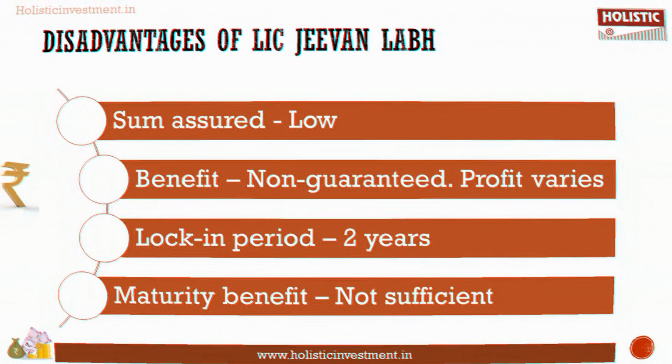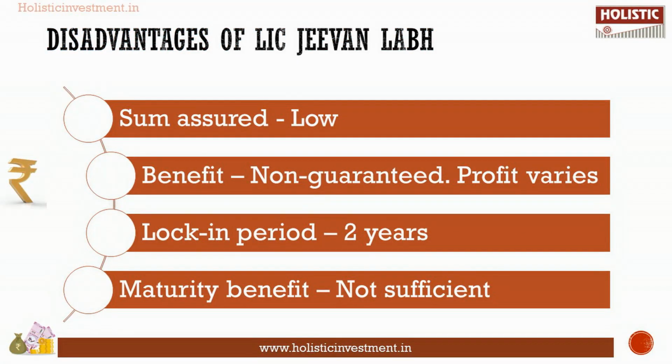Next, disadvantages. The sum assured is too low to meet the family's need in case of eventualities. The benefits are not guaranteed. The bonus declaration varies for each year. The lock-in period is 2 years for the loan and surrendering the policy. The maturity benefit at the end of the policy term will not be sufficient to meet your life goals. LIC Jeevan Labh is an endowment policy in which your benefits are payable at maturity. As long as you pay premium, the bonus accrues.